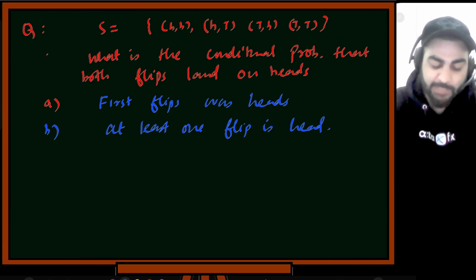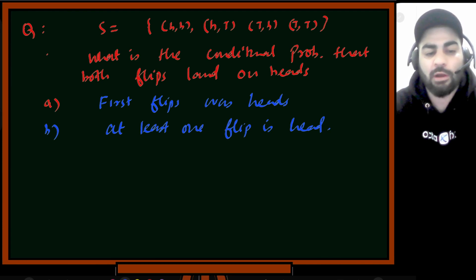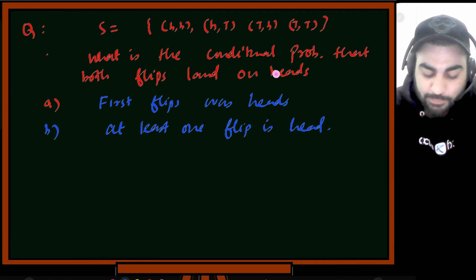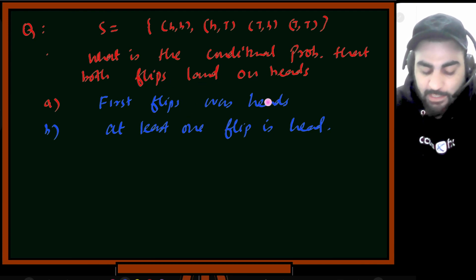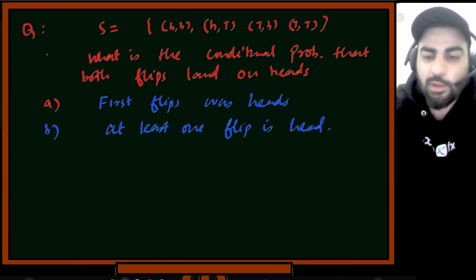Again, explaining, we are flipping two coins. You know these are the possible outcomes. Now you have to find two things. The first is, what is the probability that both flips will be heads if the first flip was heads. And second, what is the conditional probability that both flips will be heads if one of them is heads. So this is what you have to compute.